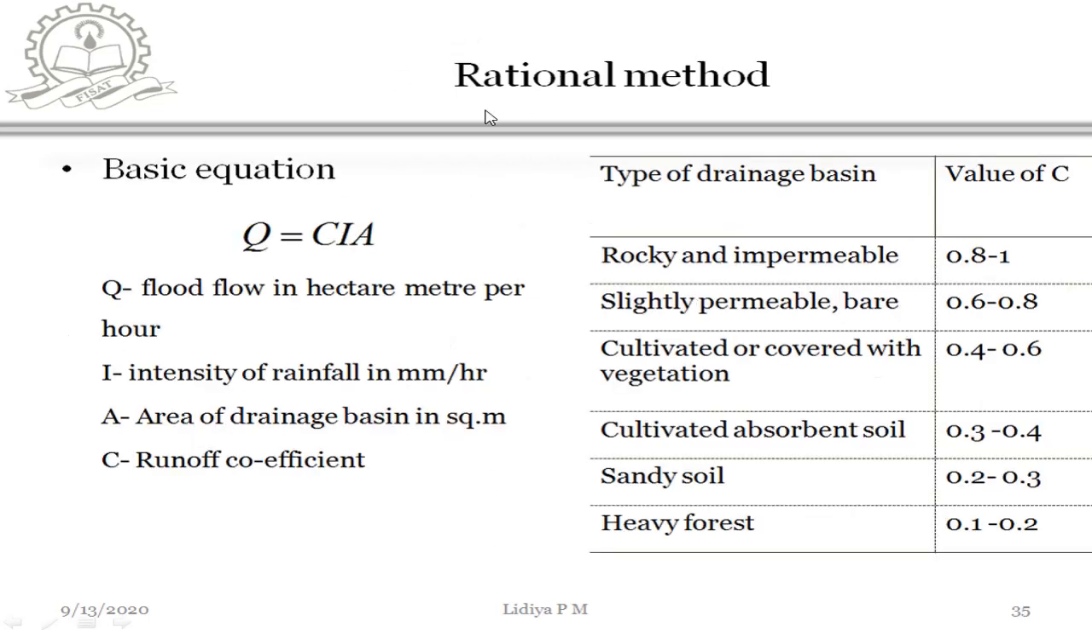Another method is the rational method. In the rational method, the basic equation which correlates the runoff and rainfall is as given below. That is, Q is equal to CIA, where Q represents the flood flow in hectare meter per hour, I represents the intensity of rainfall in mm per hour, A is the area of drainage basin in square meters, and C represents the runoff coefficient. The runoff coefficient varies based upon the type of drainage basin, and for different types of drainage basin, the value of C is given in this table. If it is a sandy soil, it varies from 0.2 to 0.3.